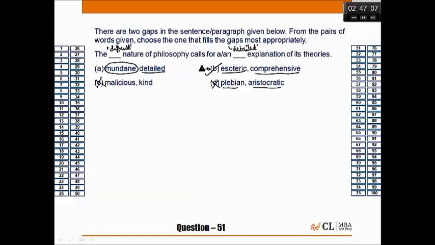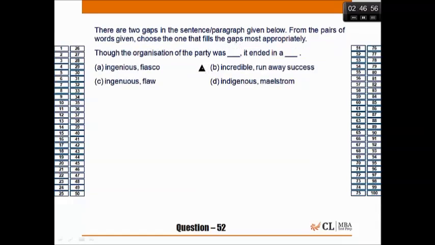So one question. I'll keep making a note of all the questions that I'm attempting over here. So I'll keep ticking those. Okay, so 51, this I've done. Let's go to 52.